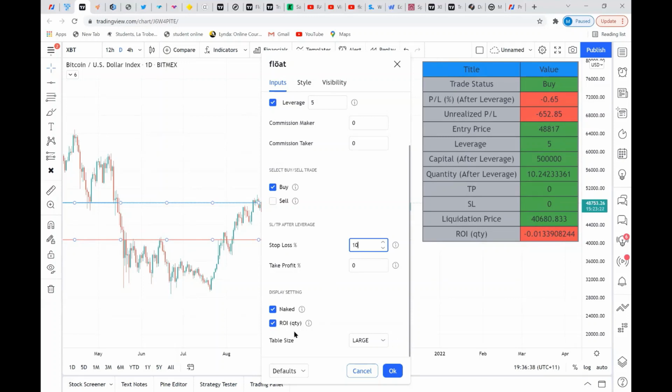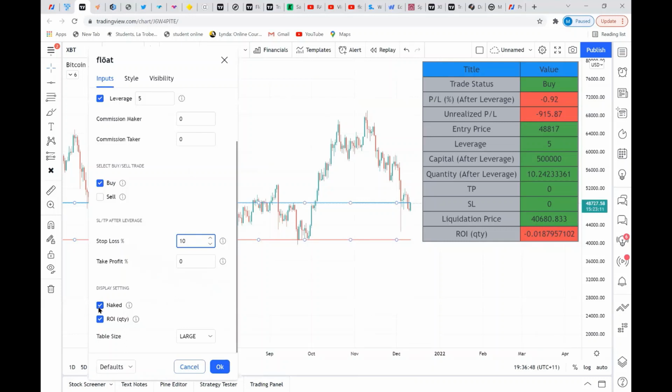Okay, so down here, we've got this button right here, which is probably one of the most important buttons on the entire Float indicator. It's called naked. So when you view, there's two ways to view Float. There's naked mode, which just gives you the lines of each position that you've put in, or you can go naked, take the naked mode off and have the full color scheme.